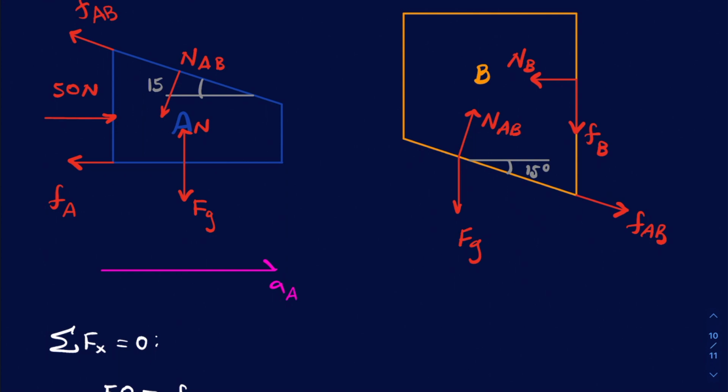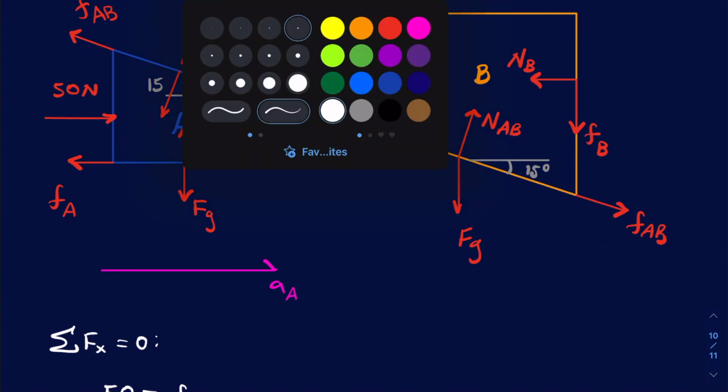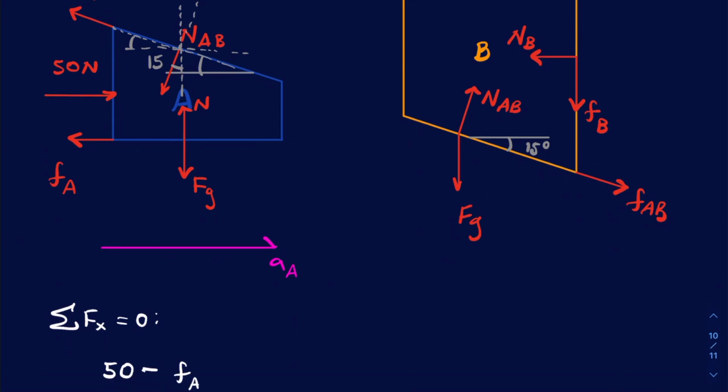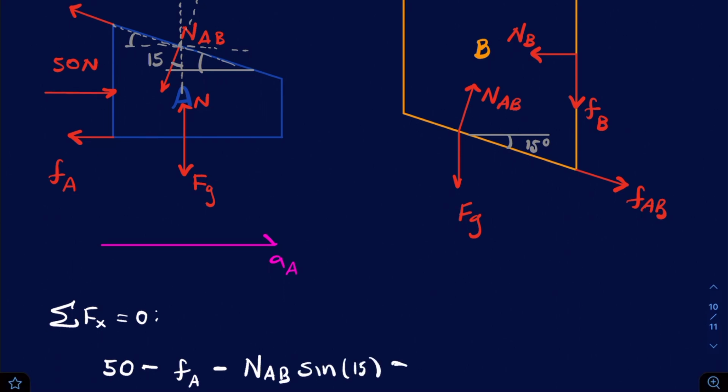So we're going to need to figure out whether to multiply this by cosine or sine of 15. Now we can use the same trick that we used before, where we just draw this coordinate plane. So now that we've drawn our two coordinate planes, we know that this angle right here is 15, and this angle right here is 15. So in the negative x direction, we have NAB multiplied by the sine of 15. So we also have negative FAB multiplied by the cosine of 15.